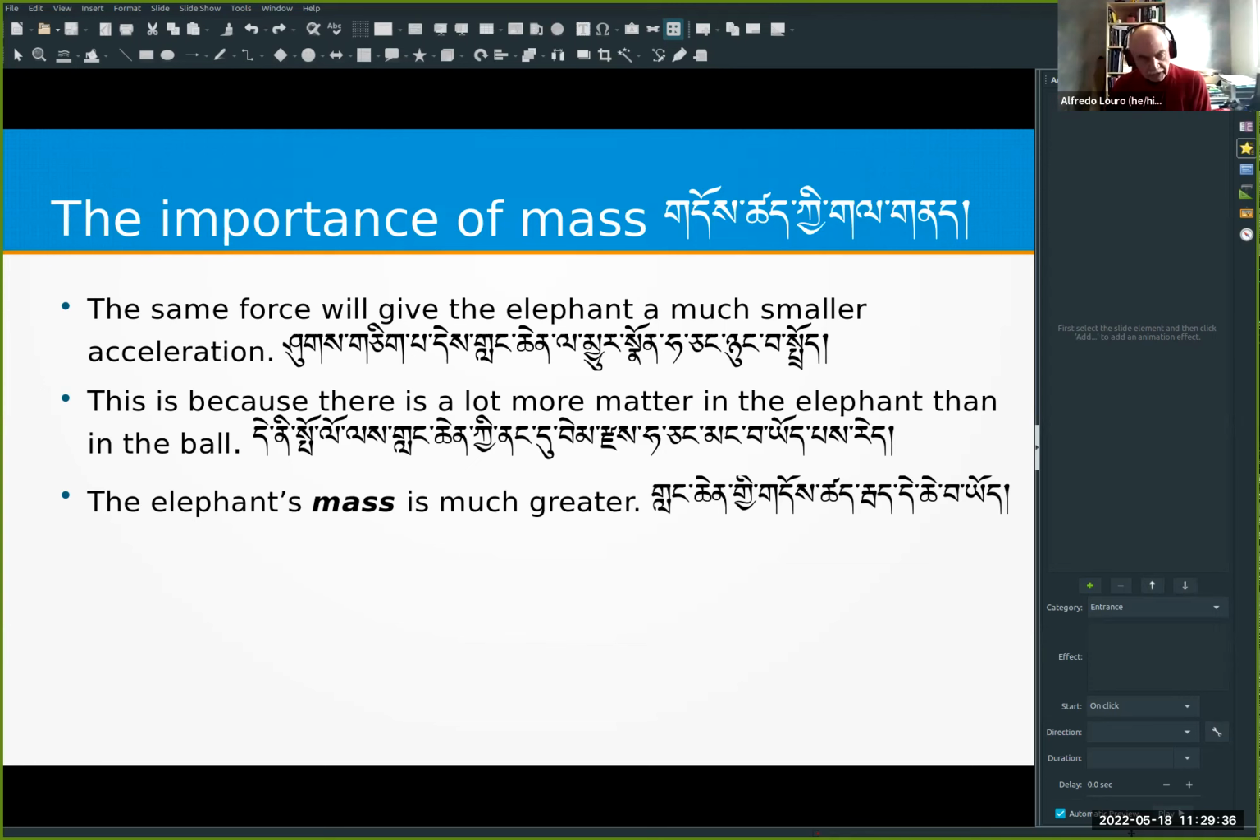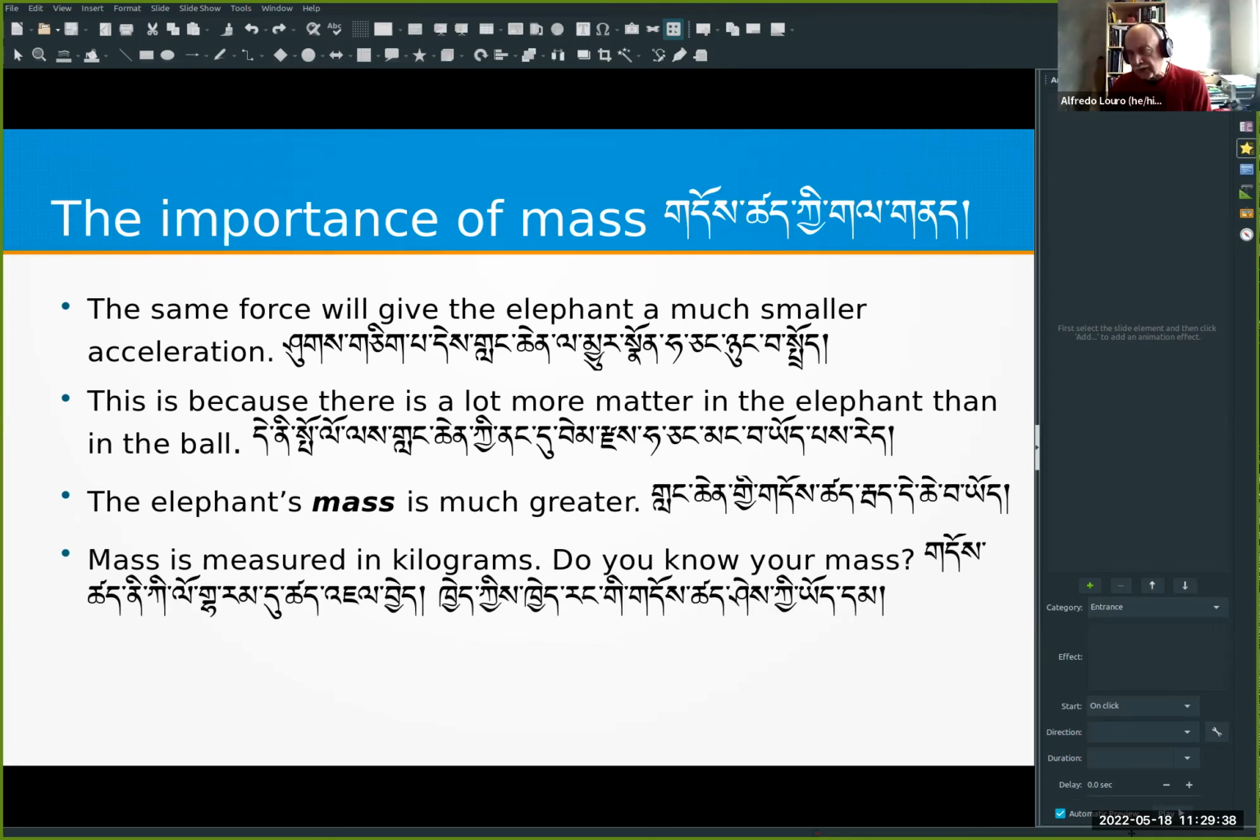The elephant's mass is much greater. Mass is measured in kilograms. And I wonder if you know your own mass.